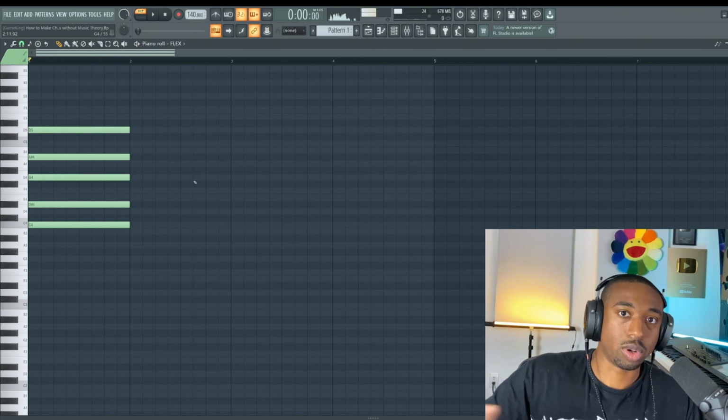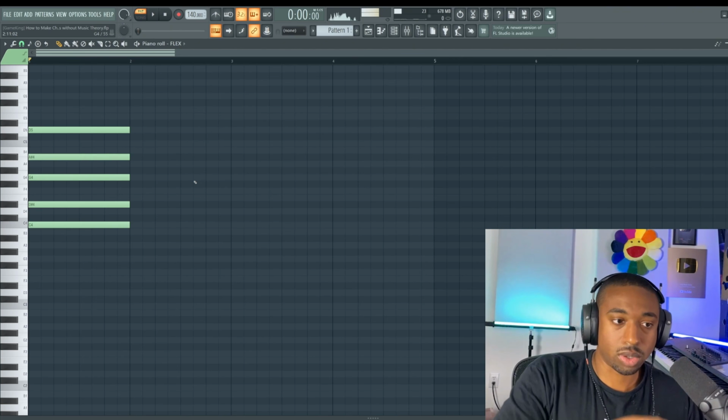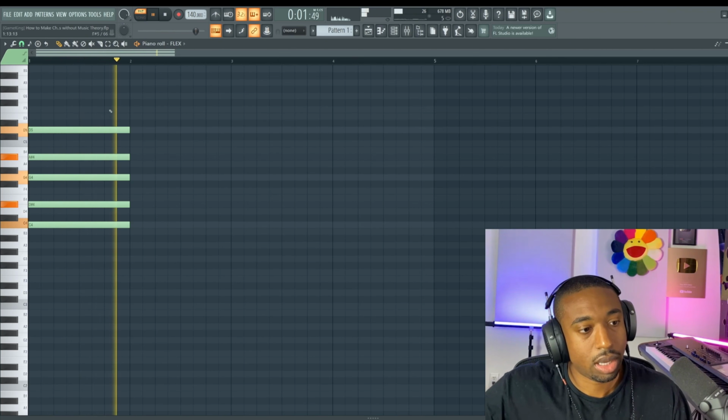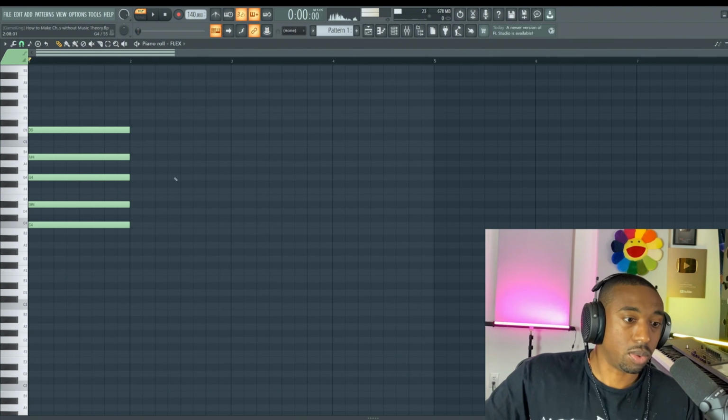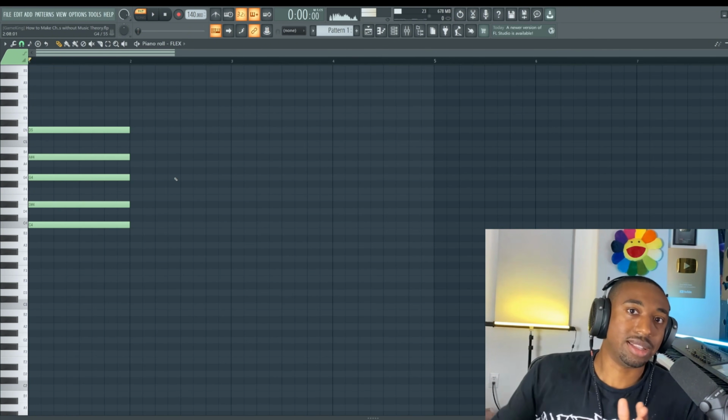You get a minor ninth chord no matter where you are. You could transpose this chord, you can move it around, so it will always create a minor ninth chord. Now let me show you guys the secret behind the secret here.